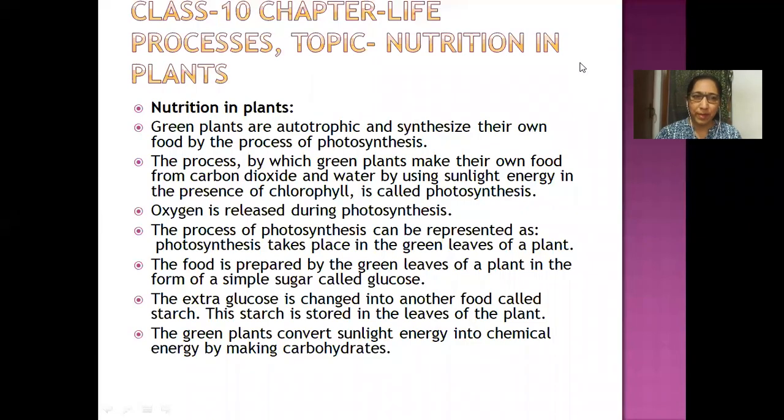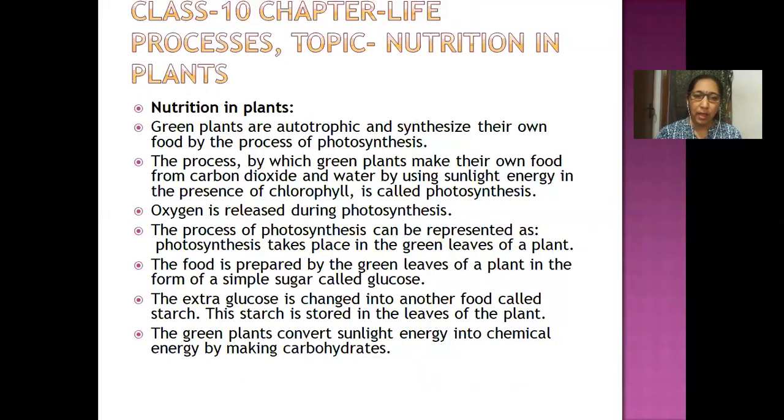Students, welcome back. Today, again, we are dealing with class 10 from the chapter Life Processes. Here, we are learning nutrition in plants. Students, in the previous class, we learned about nutrition in animals, where the human digestive system we learned in detail, right? The animals, including the human beings, undergo heterotrophic mode of nutrition. Also, we learned the importance of nutrition and the functions of food in our body.